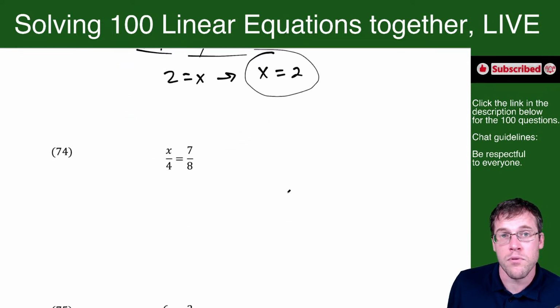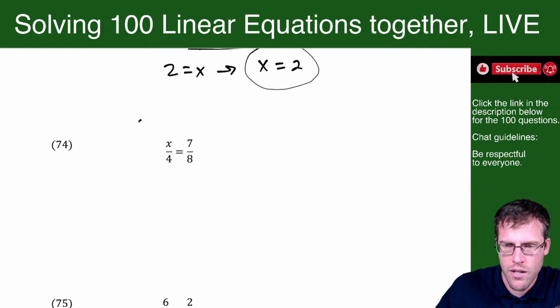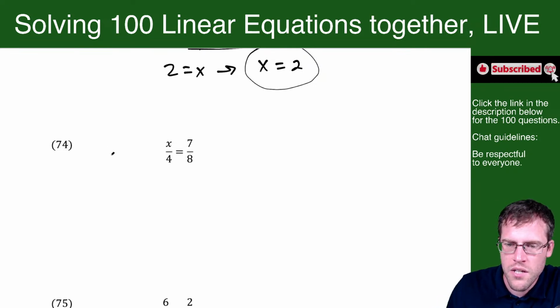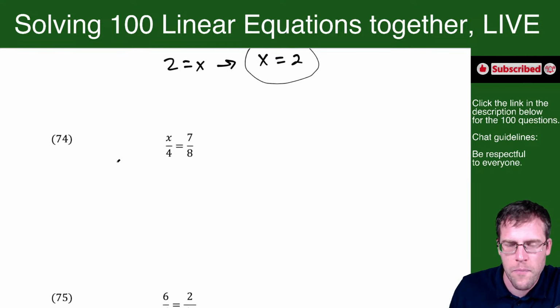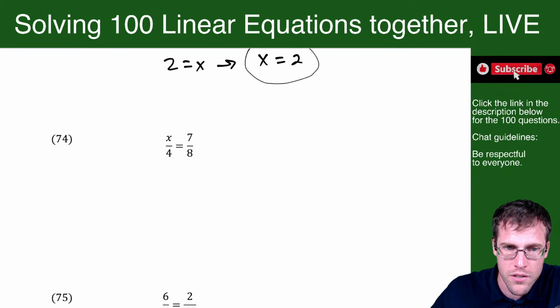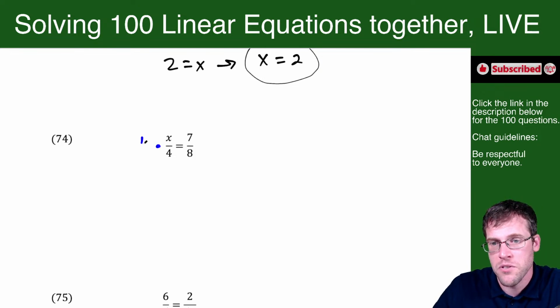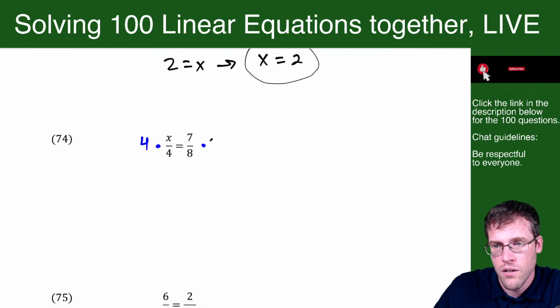All right, now proportions, which turn into linear equations. That's why I included them. So there's a few ways to do them. When it's x over 4 equals 7 over 8, you could cross multiply. Or if the x is on top, you could just multiply by the denominator 4. Okay, because 4 over 4 cancels.